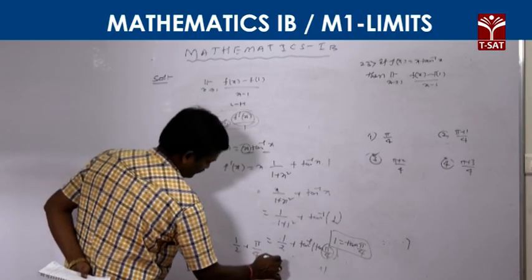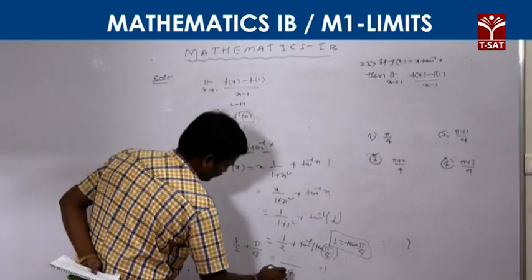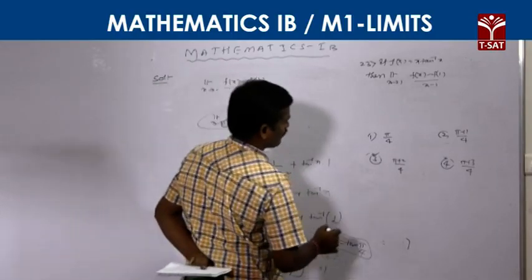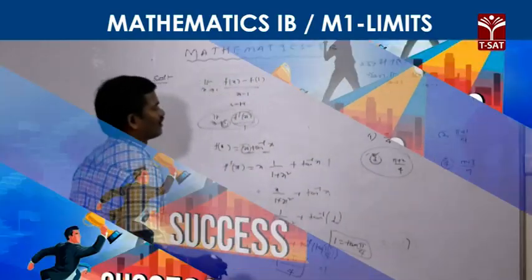LCM you take. LCM is 4. 2 plus pi, so (2 plus pi) by 4. This third option is the correct option.